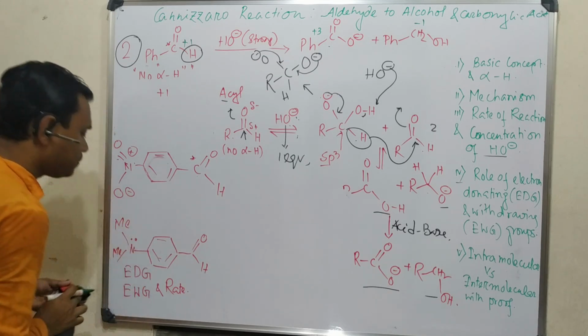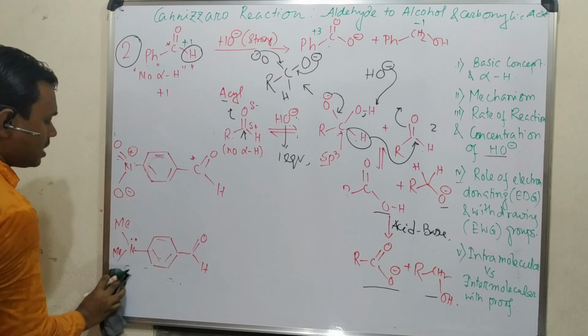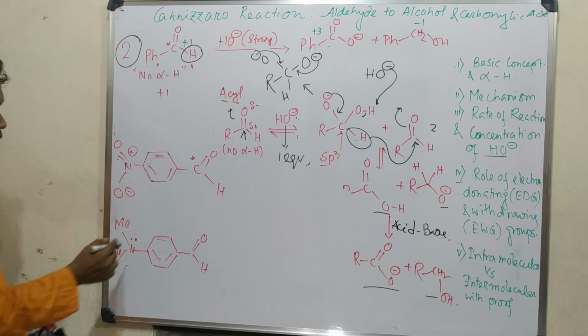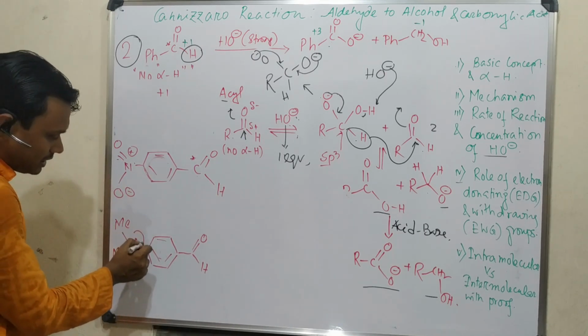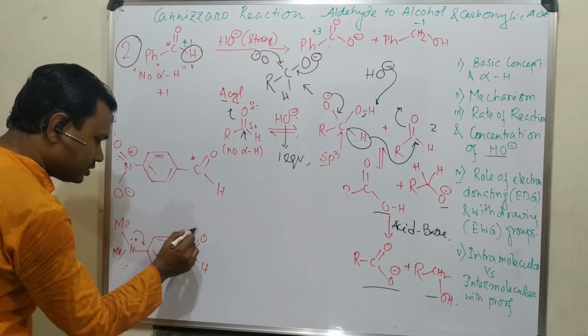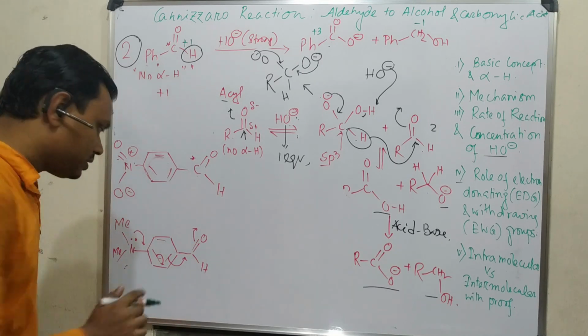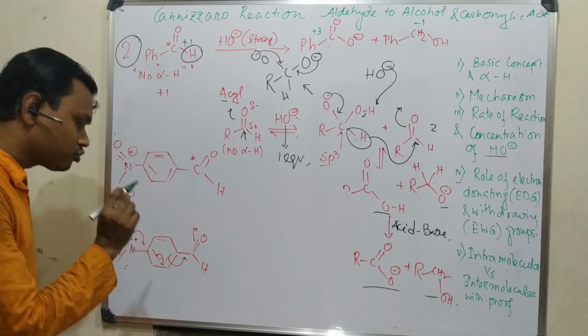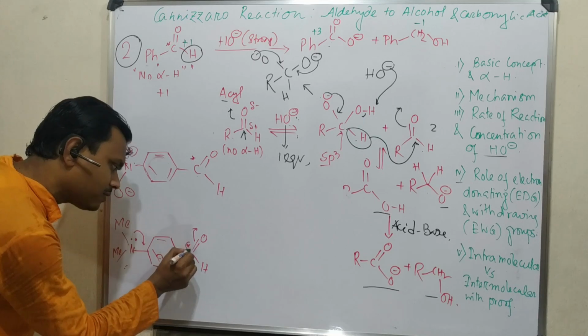This nitrogen has a lone pair. So what happens here? If it is an electron donating group, through this electron donation it will push electrons in this way. So in this way, electron density is pushed to the aldehyde. Consequently, the electron deficiency of this carbon is reduced.